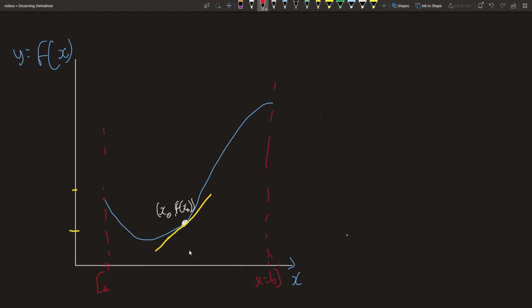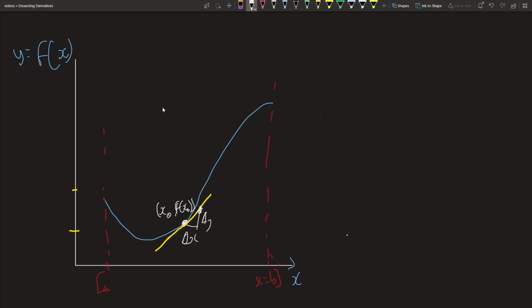And the next question is, can we do this for any point? The answer to that question is yes. We want to find the gradient of this tangent, and this seems simple enough. We just choose a point here, and we're just like, cool, change in y, change in x, done. No, because like I said earlier, we do not have any scale. We do not know what this tangent is. We do not know any point on this tangent as a result, except this point (x0, f of x0).